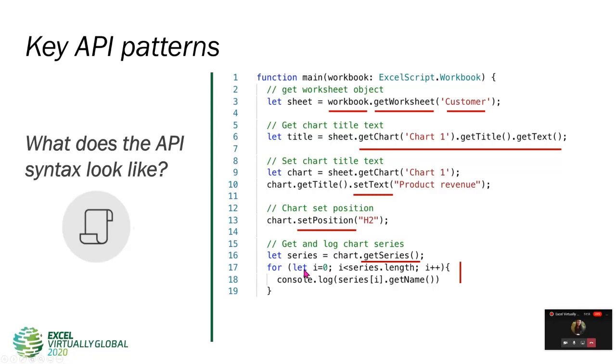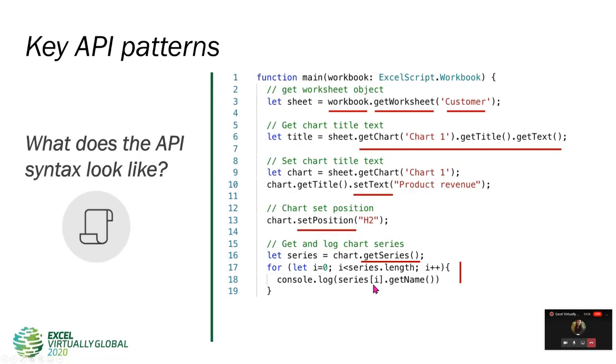JavaScript offers a few advanced array functions like map and forEach, but I usually prefer to just use a for loop whenever it's possible because it's simple to read. So here what I'm doing is iterating over one series object at a time and just logging its name. But I can use this to maybe do some write operation on the chart series.